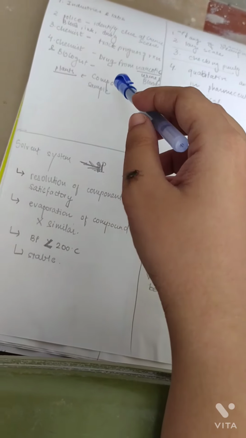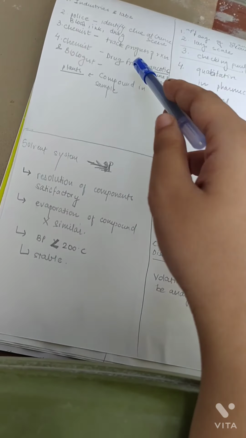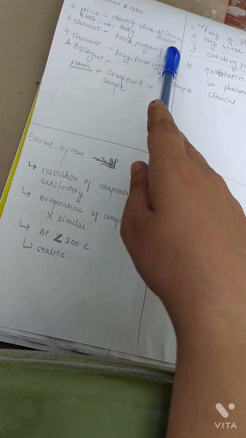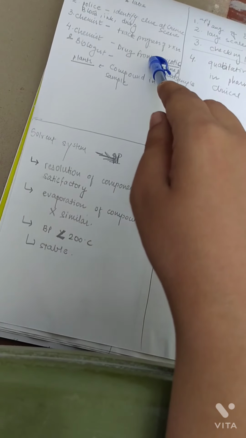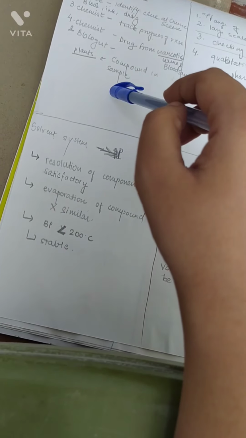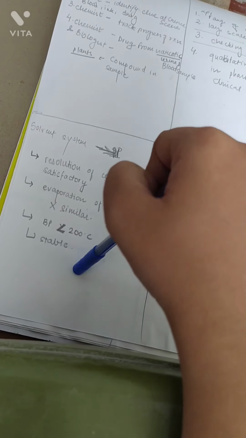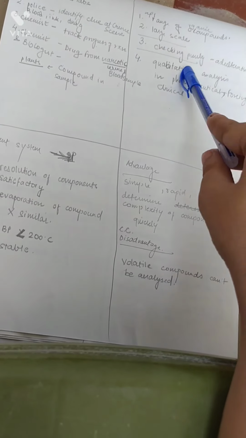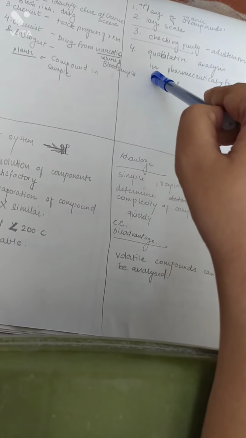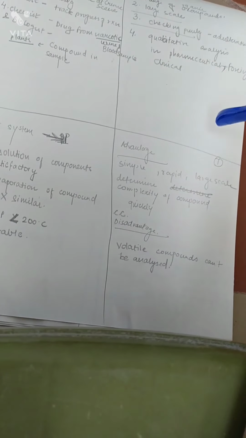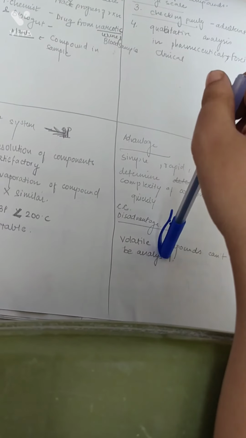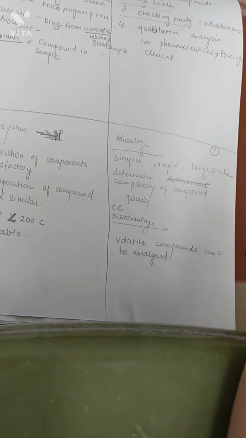Here are some applications I have mentioned. For paper chromatography: in industries, identification at crime scenes, chemists tracking processes, and drugs of narcotics, which you can read from here. For thin layer chromatography, the advantages are checking purity, large scale use, and qualitative analysis. Here I have mentioned the advantages and disadvantages of thin layer chromatography, which you can read. It's not that necessary.